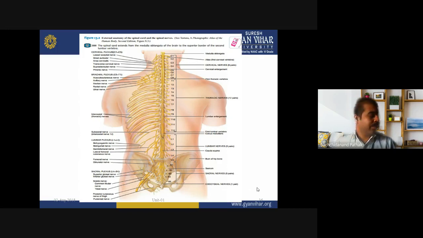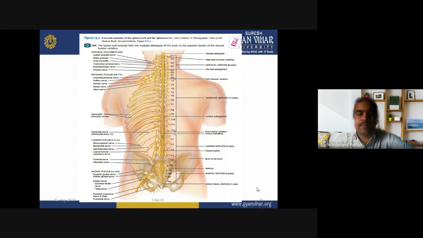Now, in this case, these are the images of the complete spinal nerves. You can see here, there's C1, C2, 3, 4, 5, 6, 7, 8. Cervical nerves, 8 pair. Okay. It will start from the medulla oblongata, then come to the cervical nerves. Then you will see the thoracic nerves, 12 pair.